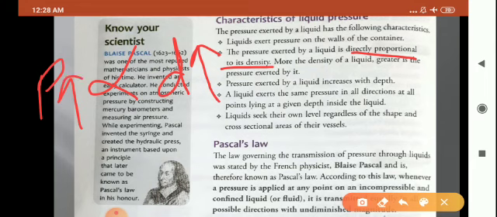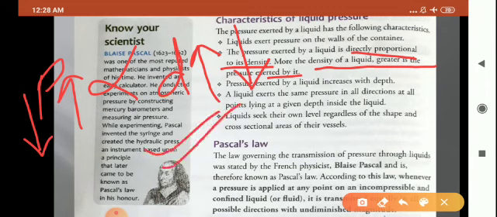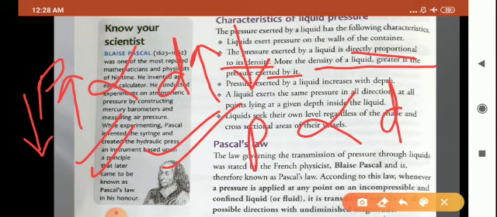And suppose if the density of any particular liquid is less, then that liquid will exert less pressure. So that is the reason the line is given: the more the density of the liquid, the greater the pressure exerted by it. जितना ज्यादा liquid की density होगी उतना ज्यादा liquid pressure exert करेगा. That is the reason the pressure exerted by a liquid is directly proportional to the density of the liquid.